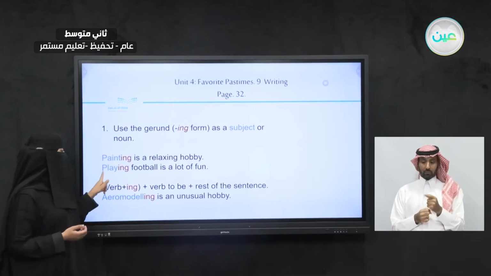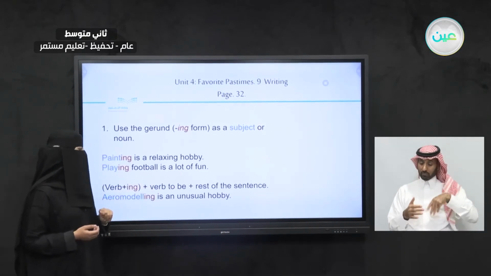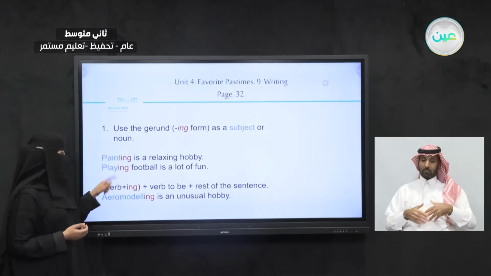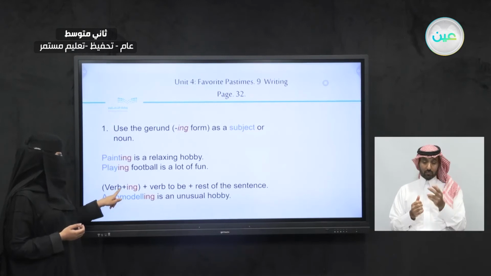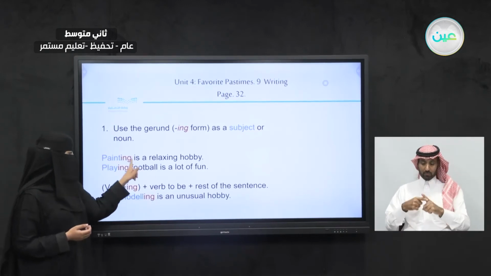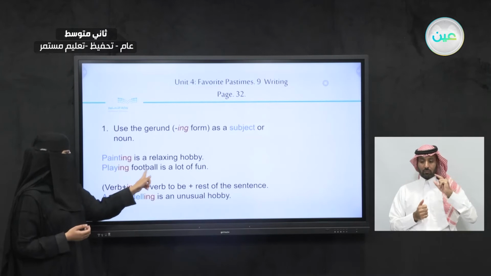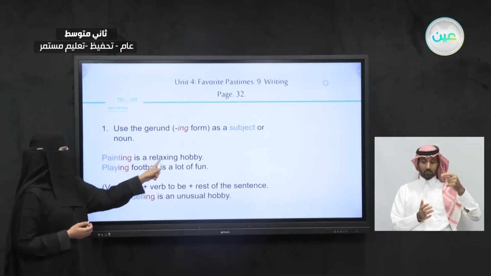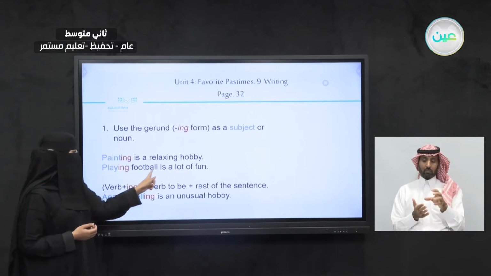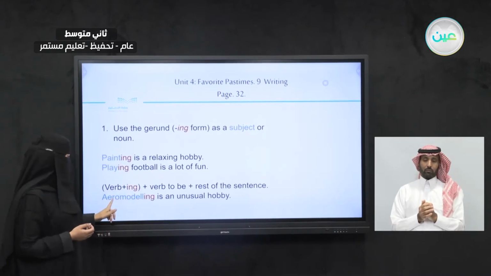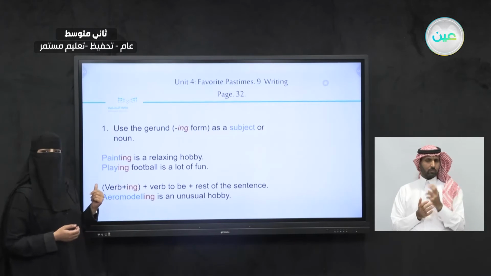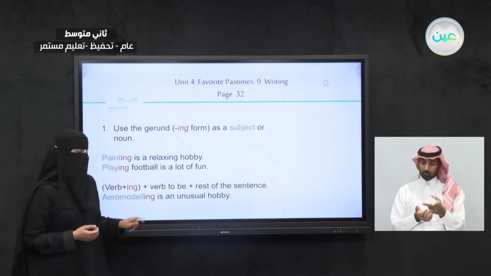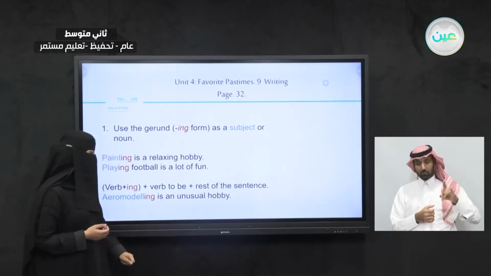Or here, playing football is a lot of fun. So it's going to look like this: verb plus ing, then verb to be, painting is, or football is, then the rest of the sentence. Painting is a relaxing hobby. Playing football is a lot of fun. And how about air modeling? Air modeling is an unusual hobby.